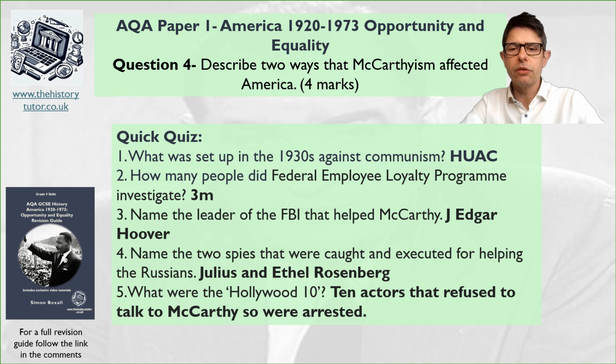So how many people did federal employees loyalty scheme investigate? So 3 million people investigated to see if they were maybe disloyal in some way. So then we've got the FBI, obviously was involved in the whole thing, the Federal Bureau of Investigation, and they helped McCarthy with his investigations, and J. Edgar Hoover is obviously the famous person involved in that. Now, there were lots of spies found, obviously, or investigated, and a few were found guilty of helping the Russians, and the most famous ones who were executed was Julius and Ethel Rosenberg.